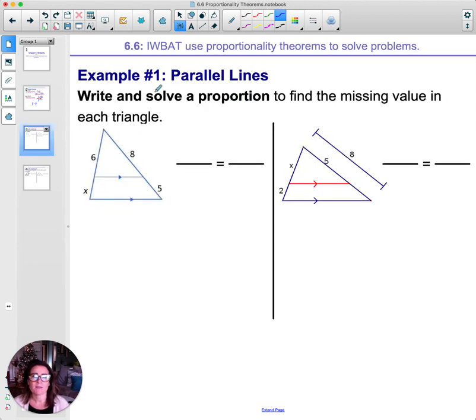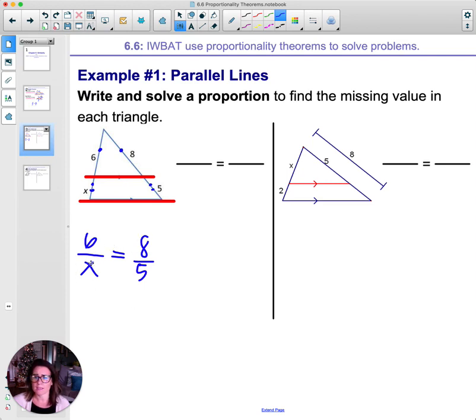Let's take a look at a couple of examples with each one here. So we can see that we have the parallel line proportionality theorem in this one, where we've got those two parallel lines. So now it's going to split these sides up proportionally. So again, comparing this side to this side, this little piece to this little piece, you can kind of see the proportion happening here.